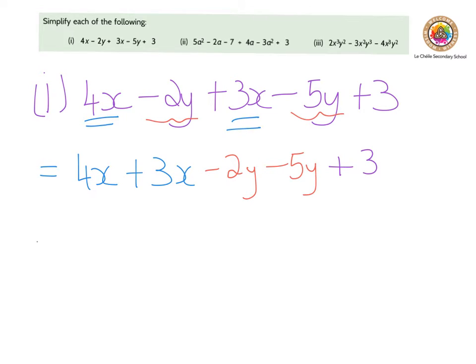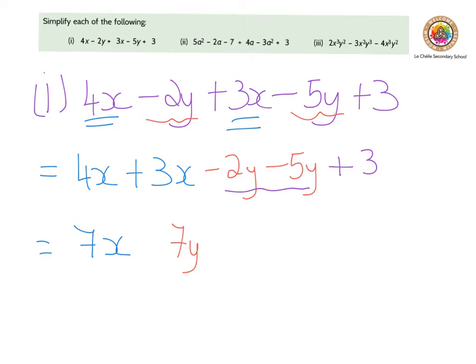So now I look and I see, how many x's do I have? If I had 4 x's first and then I add on 3, that means I have 7 x's, or 7x. Here, what's my rule? Minus 2y take away 5y. I know that's the same sign, so I add them. So 2 and 5 gives me 7, so 2y and 5y is 7y.